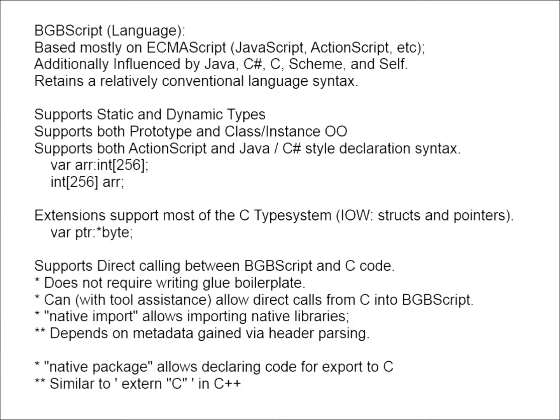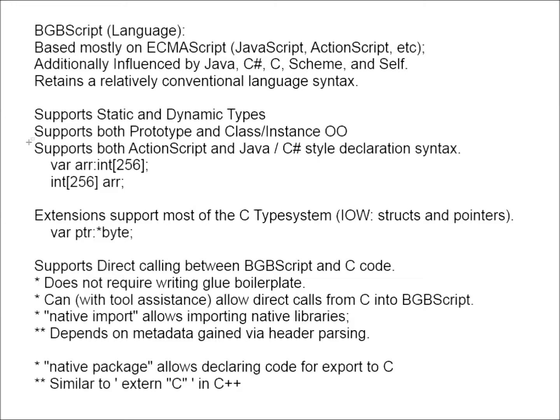BGB script. It is based mostly on ECMAScript, which includes JavaScript and ActionScript. Additionally, it is influenced by Java, C#, C, Scheme, and Self. However, it retains a relatively conventional language syntax. It supports both static and dynamic types. It supports both prototype and class instance object-oriented features. It supports both ActionScript style and Java C# style declaration syntax.